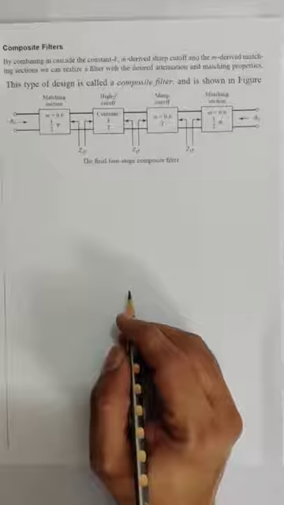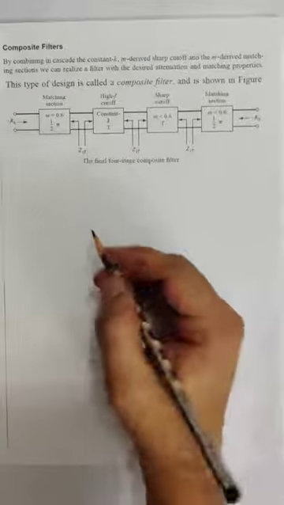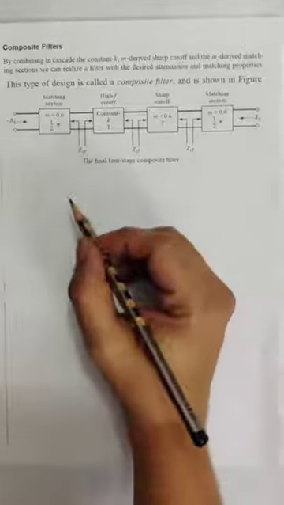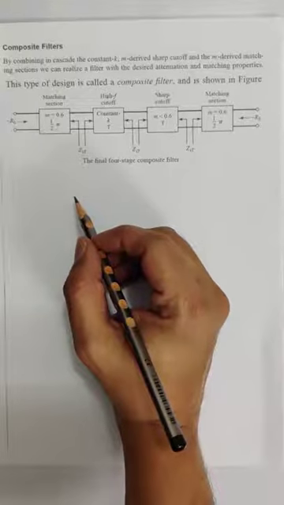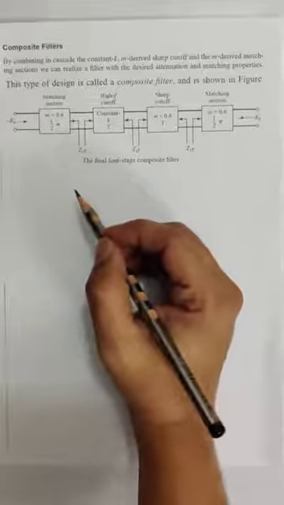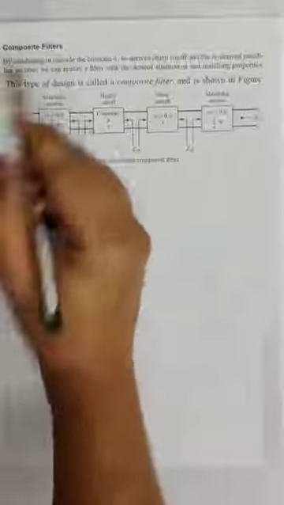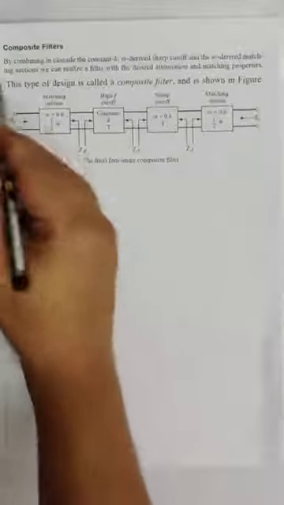This lecture covers basics of composite filter, which is derived using image parameter method. In this lecture, we will also see the formula related to the design of low pass and high pass composite filter. Now, what is composite filter?